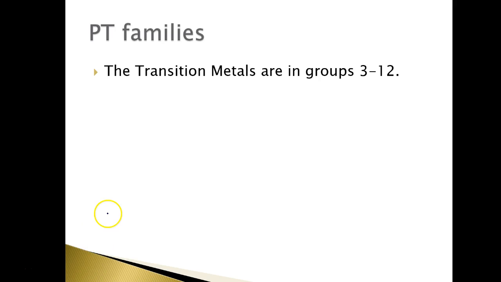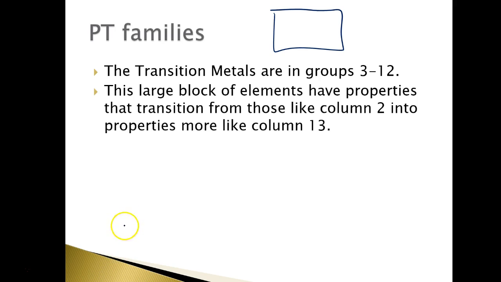Then the next group we're going to talk about is kind of a big group. It's groups 3 to 12. It's that big square in the middle. They're called the transition metals. They have properties that transition from those like in column 2, the alkaline earth metals, right? More dense, not as reactive, to properties more like column 13, which we'll get to in a minute.